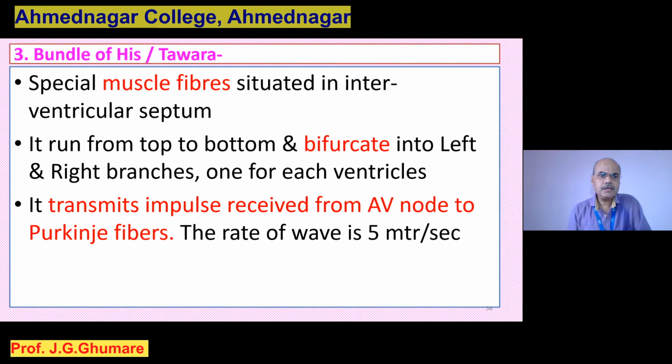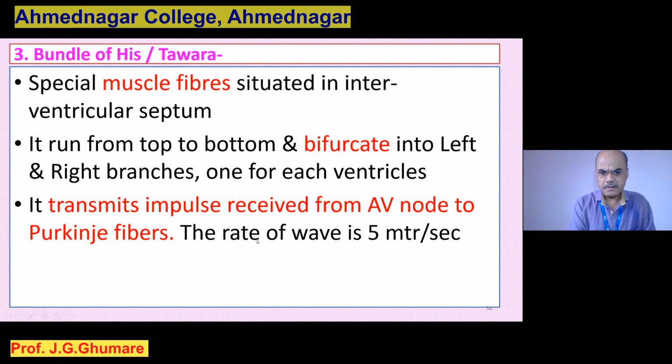Next, the third component, the bundle of His, is again a specialized muscle fiber situated in the interventricular septum, the septum present in between the ventricles. It runs from top to bottom, starting as a single one, which will bifurcate and go to the left and right ventricles as two branches, left and right. It transmits the impulse received from the AV node all the way up to the Purkinje fiber, the next part of the nodal tissue.